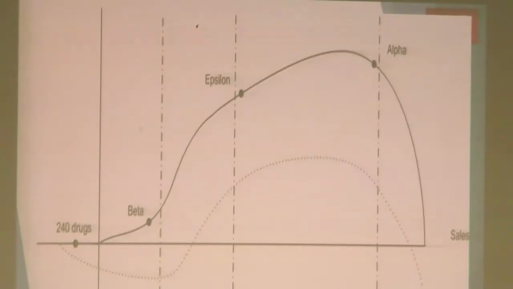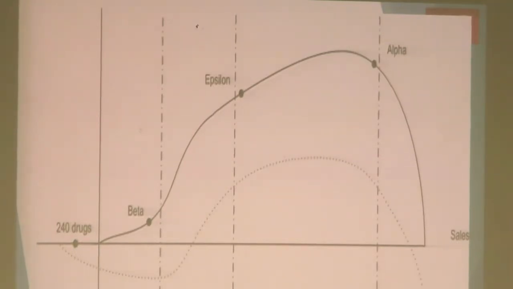Certain products are at the introduction stage. Some products are at the development stage, because clinical trials are still running. Then if you take a product like beta, it is at the introduction stage. Then if you take epsilon, it is at growth. It's actually not growth, it is actually early maturity, and alpha is at late maturity. So this is what the examiner is asking.